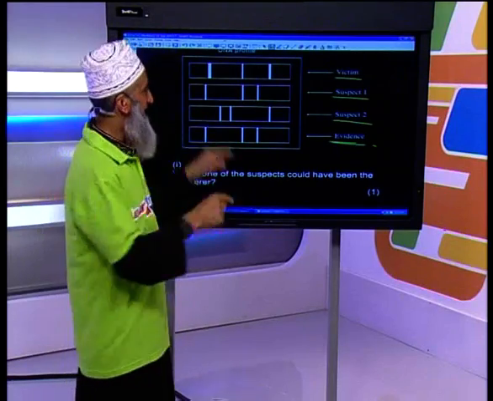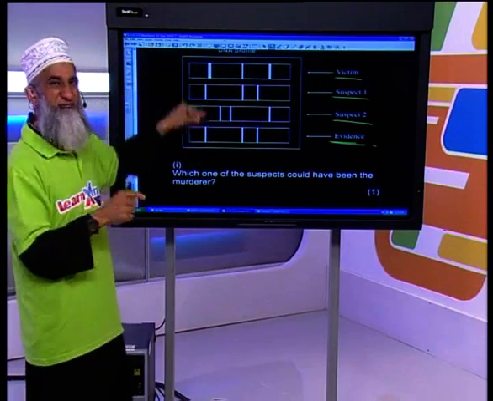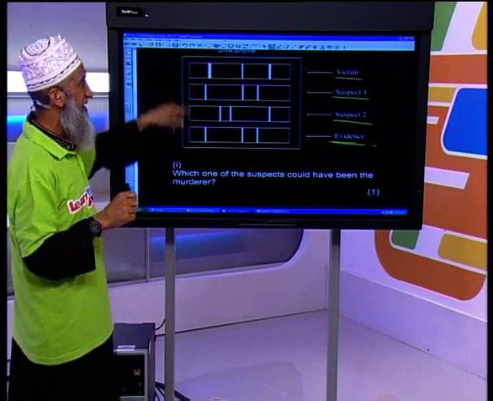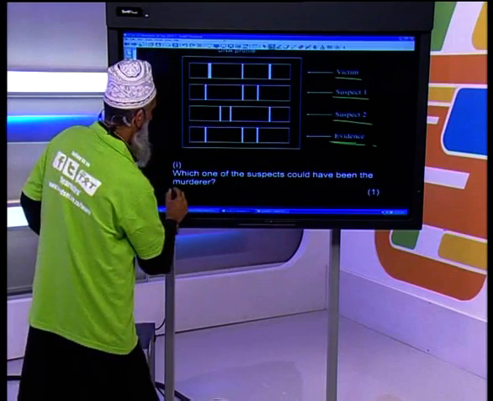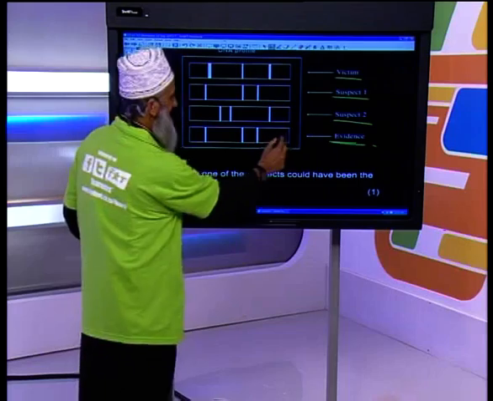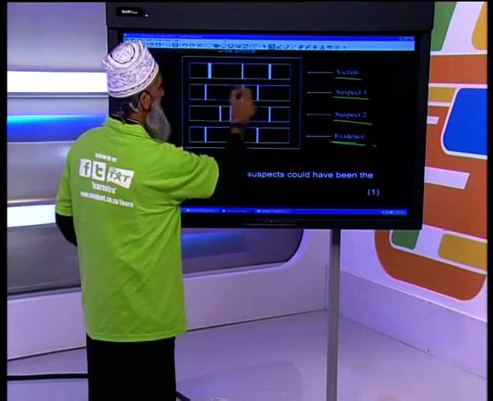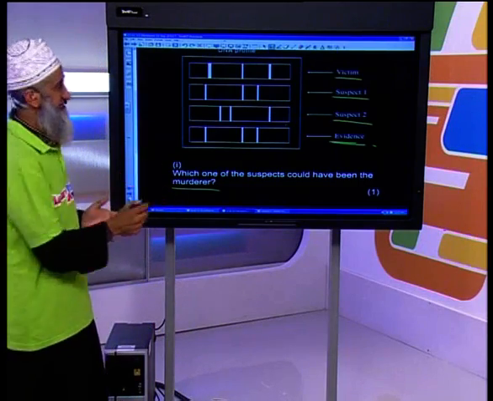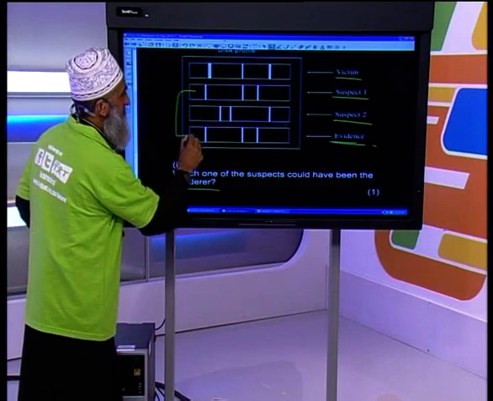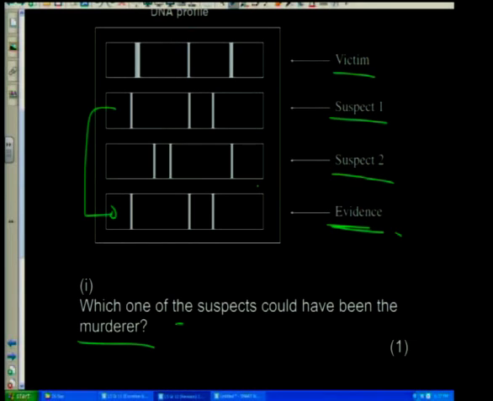No, it does not, because they are unique. Each barcode is unique, the same way we have our own fingerprint, a DNA fingerprint, or DNA profile. They say, which one of the suspects could have been the murderer? We need to look at the evidence. That's the victim, and these are the suspects. All we're doing here is a matching exercise. That one matches with that one, so our answer would be suspect 1.